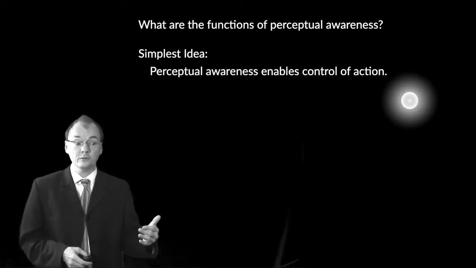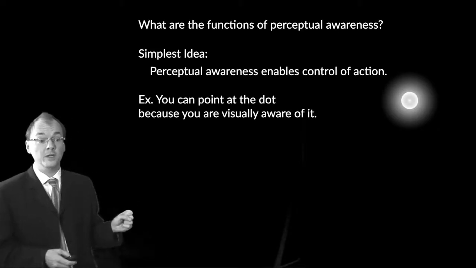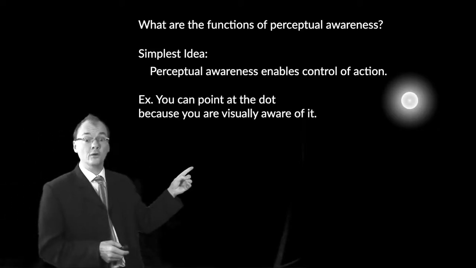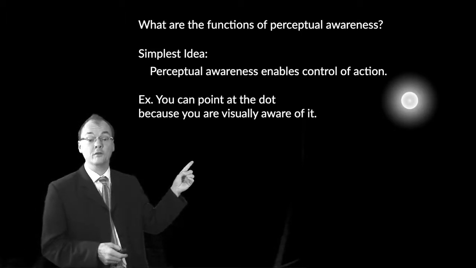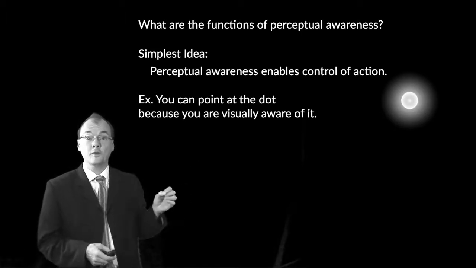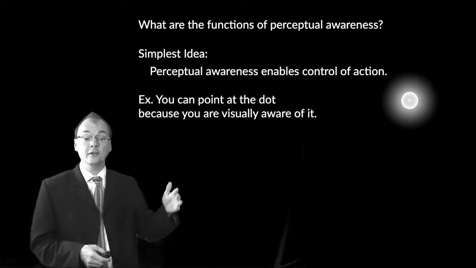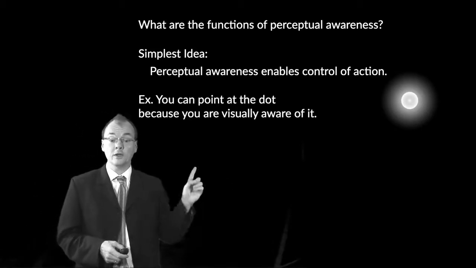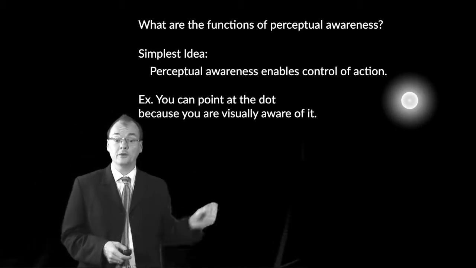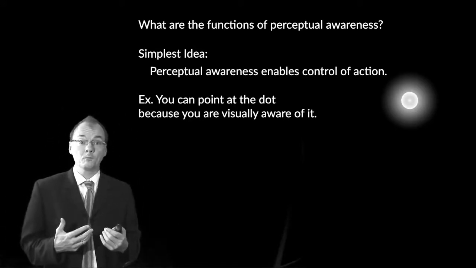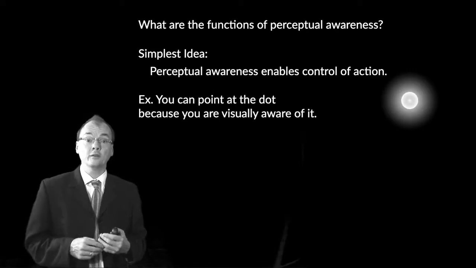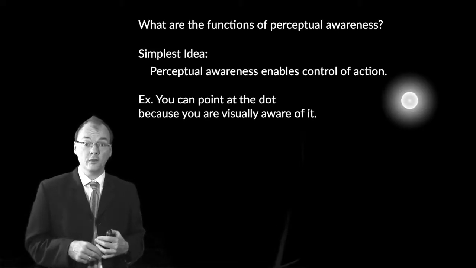So, for example, in this case, you might say to me, Steve, I can point at the dot because I'm visually aware of it. One of the functions of my visual awareness is to enable me to act on objects around me, such as, for example, by pointing to them. I think that's a natural and compelling idea. Certainly historically, it's one that has been quite influential.